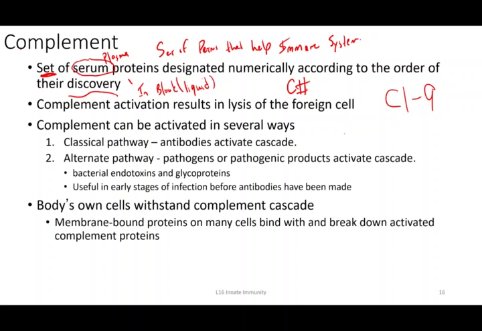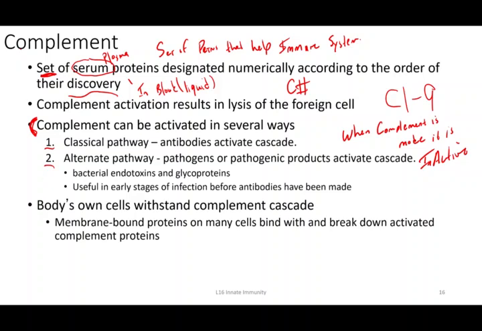When complement is made, it is inactive. So in our blood right now, we have inactive complement proteins that are found in that liquid portion of blood. And so this is describing two different mechanisms of how complement can be triggered to become activated. So that's what we're going to talk about first.